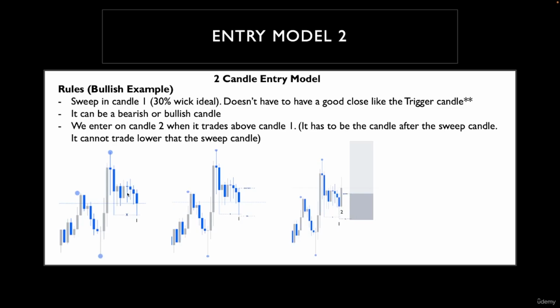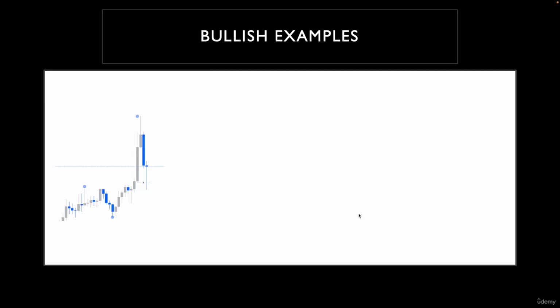So let me just run through that again. Candle number 1 is our sweep of liquidity. We're not looking for a good close, and this candle can be any colour. You've already gone through your remaining steps, and you're just waiting on the charts ready to enter. And then candle number 2 pushes above. We enter with our stop loss in the same position we would for our trigger candle, and then we play the trade out. Let's have a look at a few more examples.